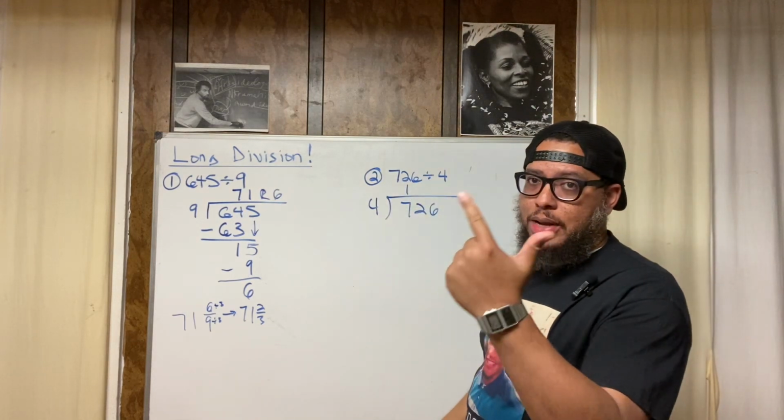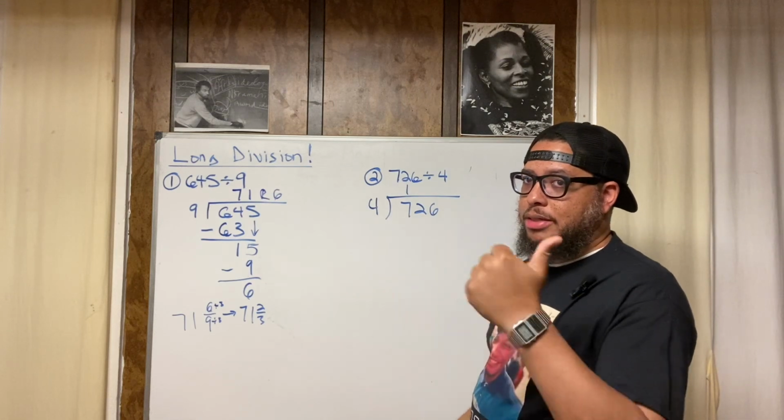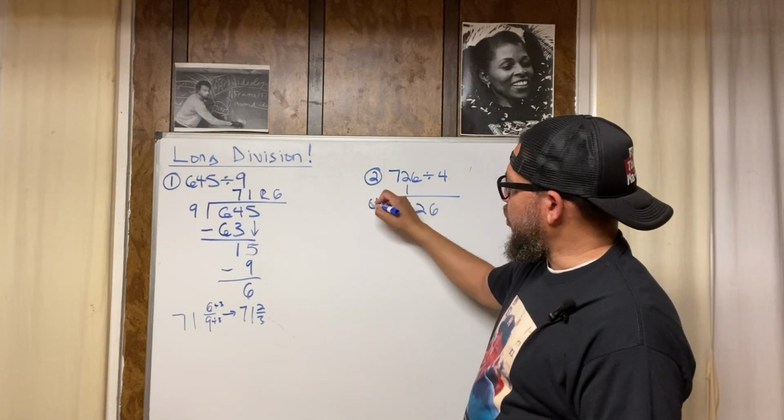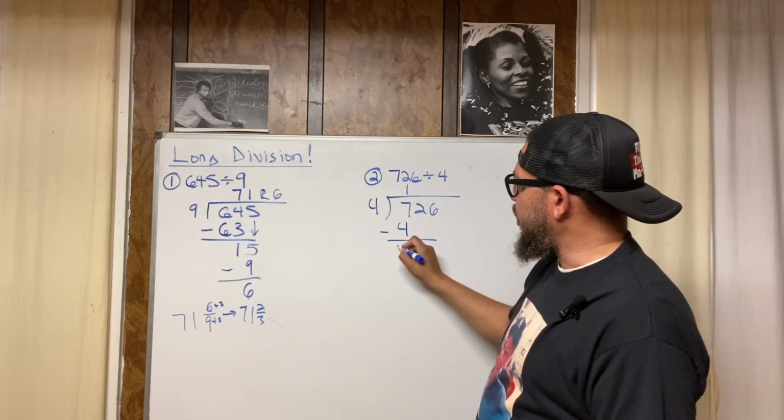Remember, divide, multiply, subtract. Divide, multiply, subtract. DMS. So we did our division. Now we're going to do the multiplication. 4 times 1 is 4. Then we're going to subtract. 7 minus 4 is 3.